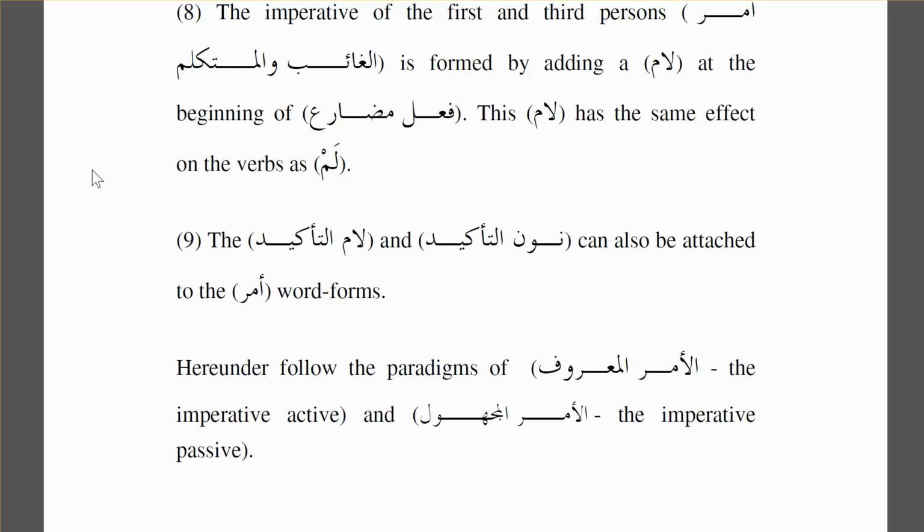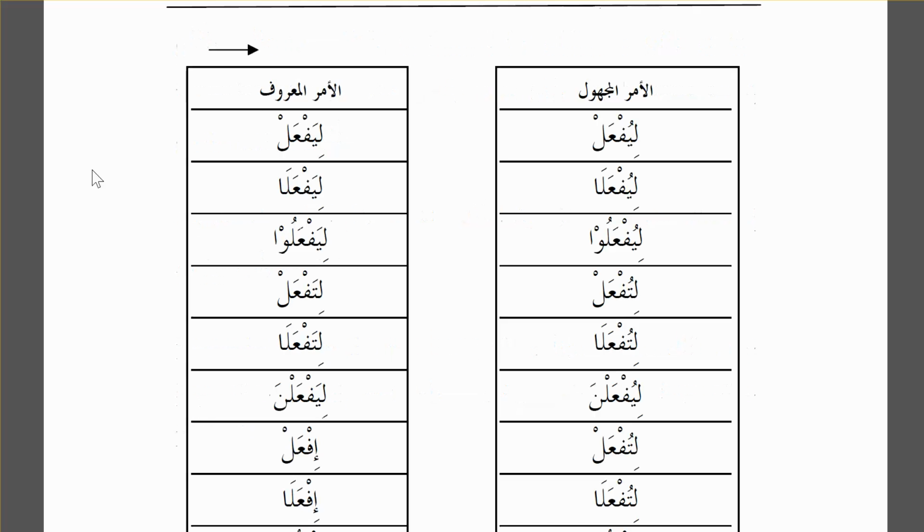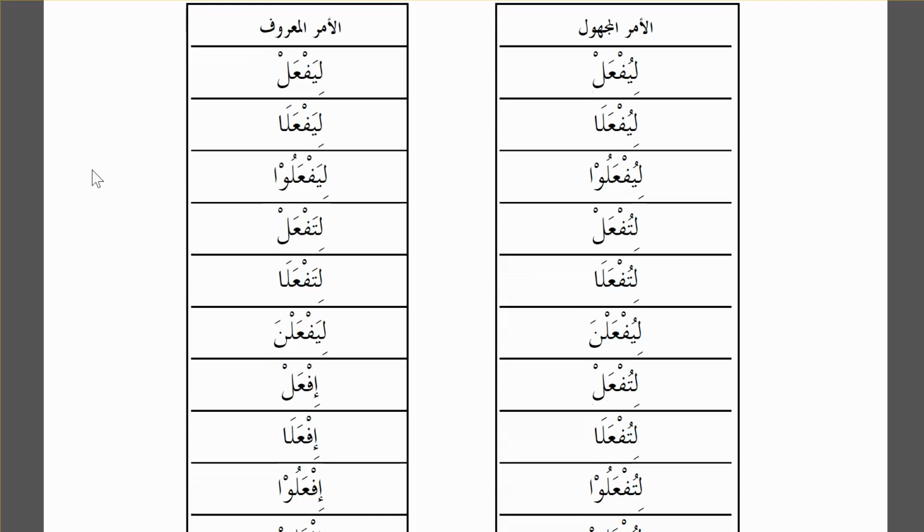You'll actually do something different. What you're going to do is put a lam with a kasra in the front of the word, and put a sakin at the end of the word. You'll see what we're saying. That will be for all of the third person, ghaib, and all of the mutakallim, first person. So let's take a look at this. Here's what it looks like.